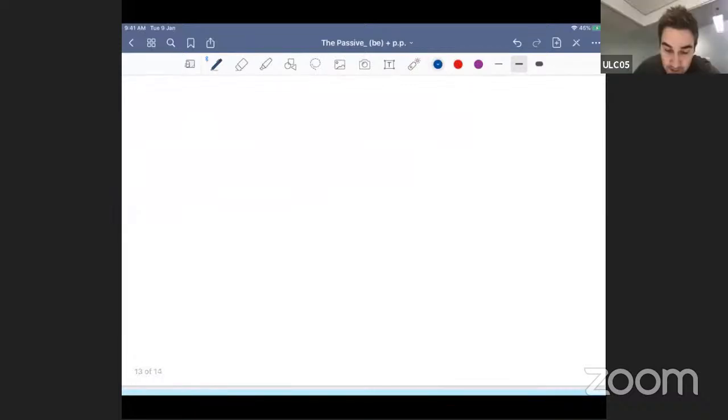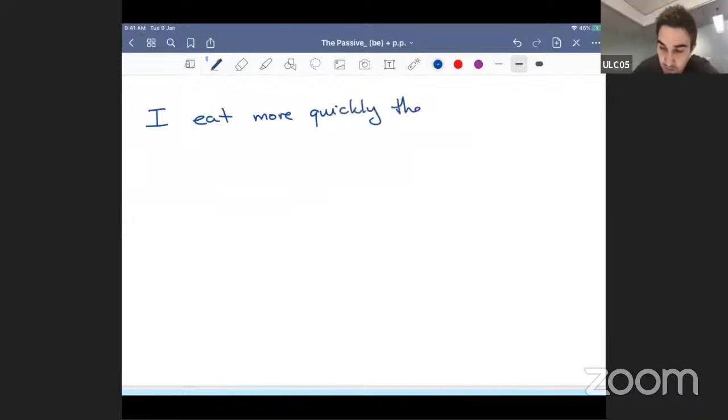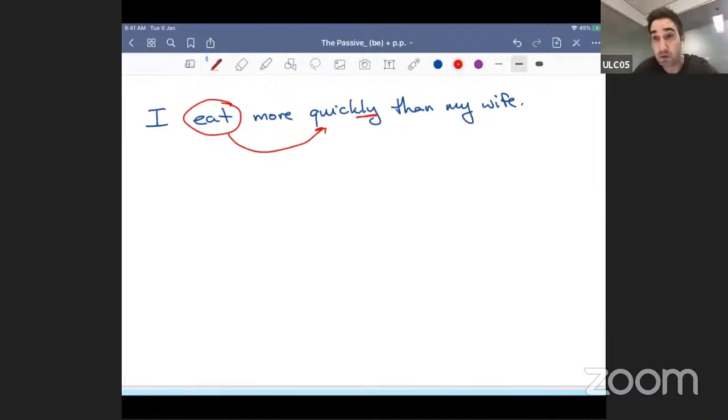Okay. So, you know, I can say I eat, right? I eat more quickly than my wife, right? I eat more quickly than my wife. So I'm focused on eat. So I eat quickly, right? That's why we use an adverb, because we use an adverb to describe a verb. So I eat more quickly, right?